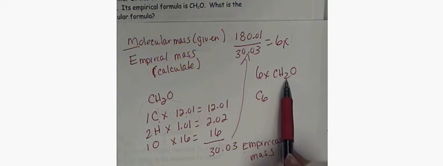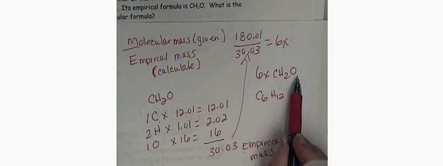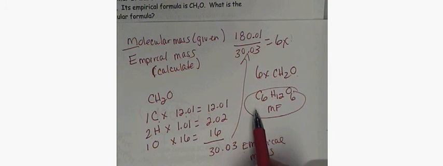So you take your multiplier and multiply it by the number of carbons. 6 times 1 carbon tells me that I used to have 6. 6 times 2 hydrogens tells me I used to have 12. 6 times 1 oxygen tells me I used to have 6. So we call this the molecular formula because this is what it looked like before it was reduced. This is the true formula.